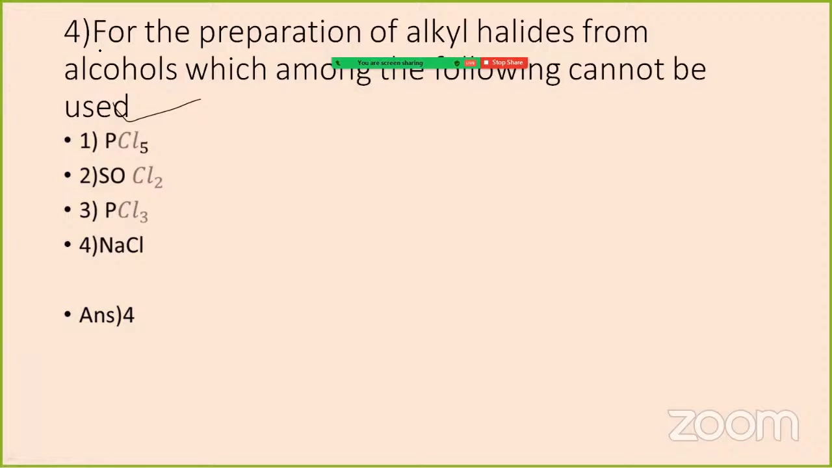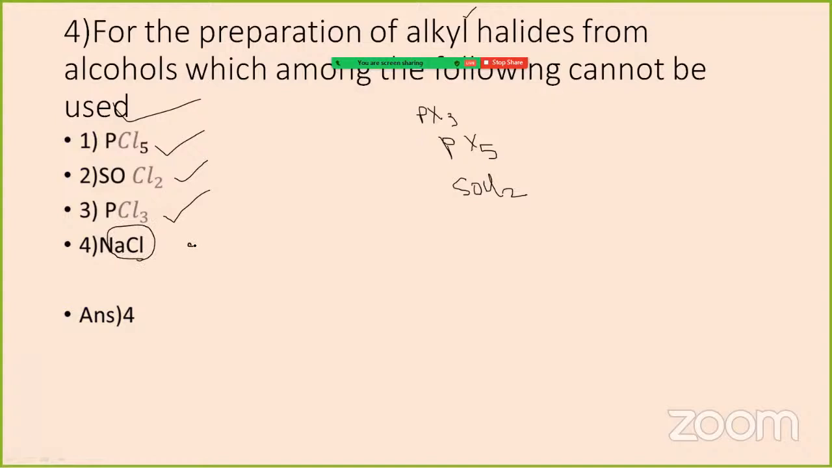For the preparation of alkyl halides from the alcohols, which among the following cannot be used? For the preparation of alkyl halides, we will use PX3 and we will use PX5, that is phosphorus trihalide and phosphorus pentahalide, and we use SOCl2, that is thionyl chloride. So here PCl5 we can use, SOCl2 we can use, PCl3 we can use, but we cannot use NaCl.